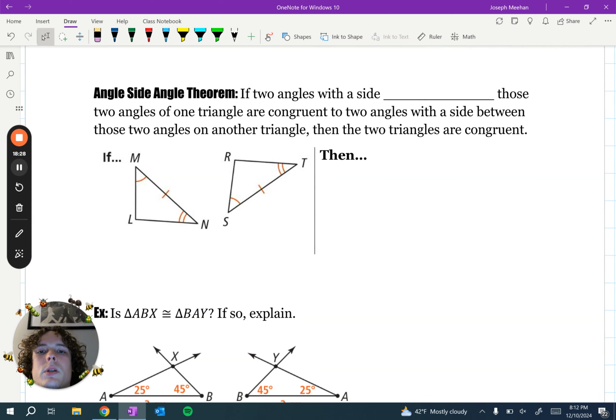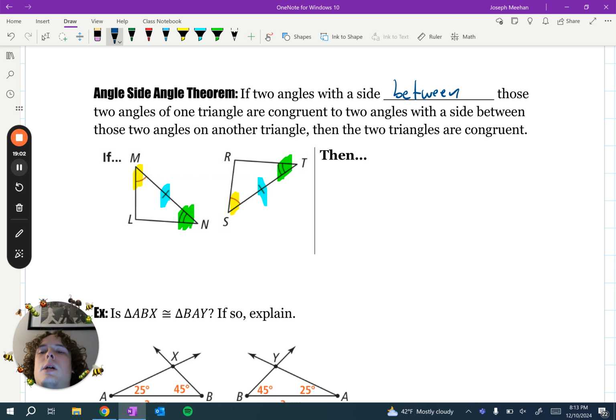It says angle, side, angle theorem. If two angles with a side between those two angles of one triangle are congruent to two angles with a side between those two angles on another triangle, then the two triangles are congruent. So again, that's a whole lot of words to say a simple idea. It basically says if we have an angle congruent to an angle, then a side congruent to a side, and then an angle congruent to an angle, where the side is in between those two angles that are congruent, then those two triangles are congruent.